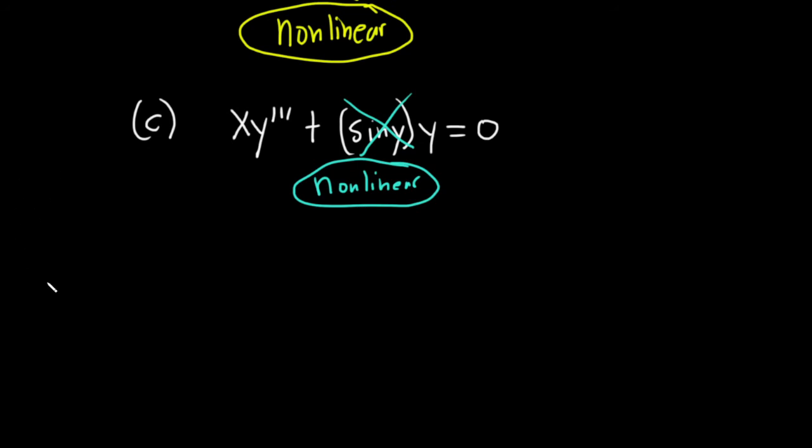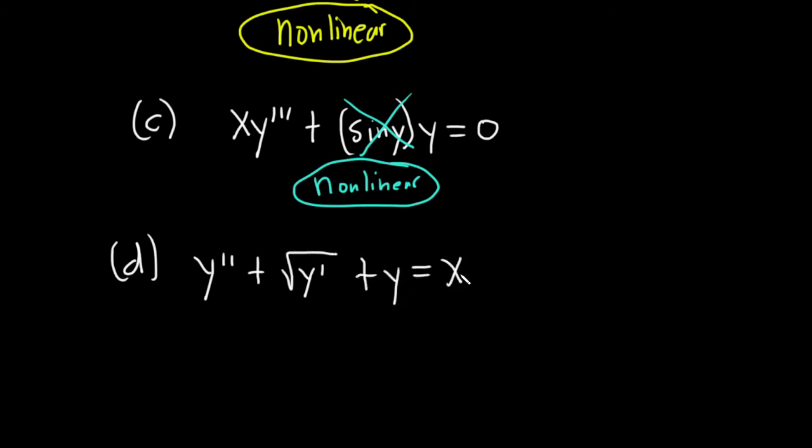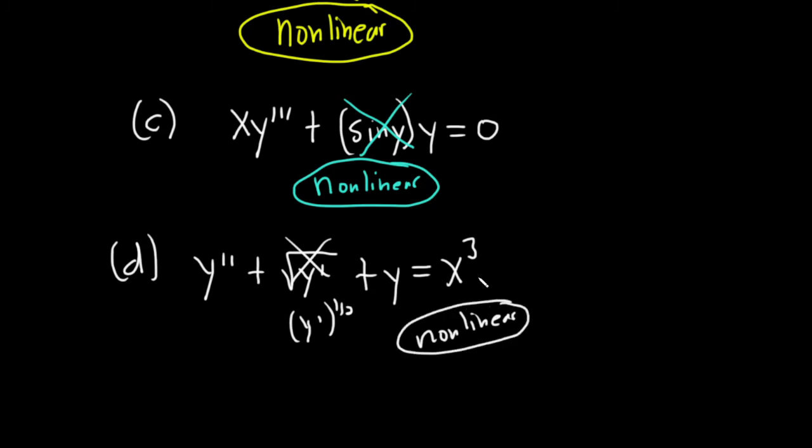Let's go ahead and do another one. How about something like this? Let's see, trying to think of ideas here. How about this? Y double prime plus y prime, and we have a square root, plus y equals x cubed. So in this case, the problem comes into play where I kept saying y and all of its derivatives have to be to the first power. Well, this is really to the 1/2 power, right? So this is going to ruin everything. So in this case, it's also nonlinear. Pretty interesting stuff. And again, it's through examples that you really get better.